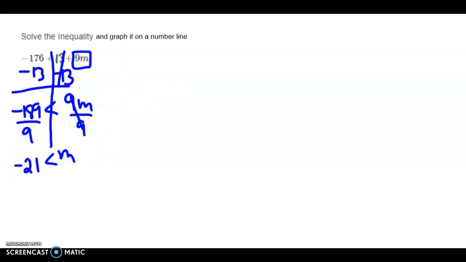Now I can't go and graph this yet until my letter comes first. So I'm going to put my letter first and negative 21 second. And then I'm just going to make sure that my inequality mouth is still open to or eating the letter M. And then I can go to a number line.